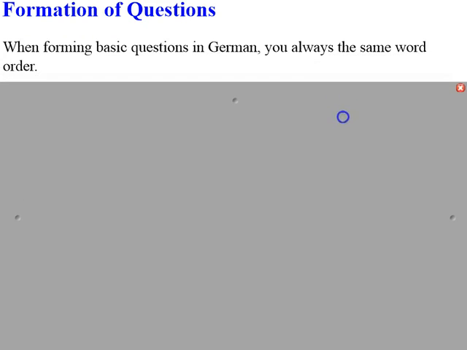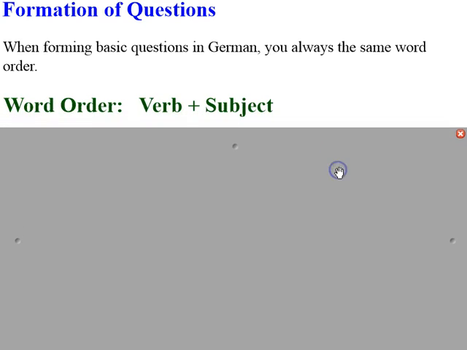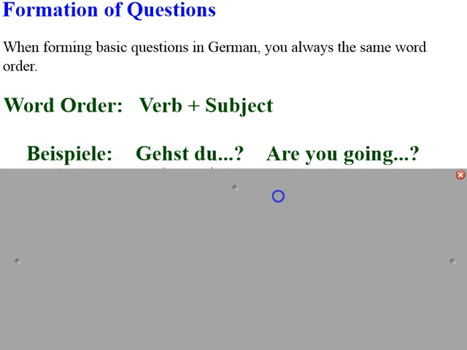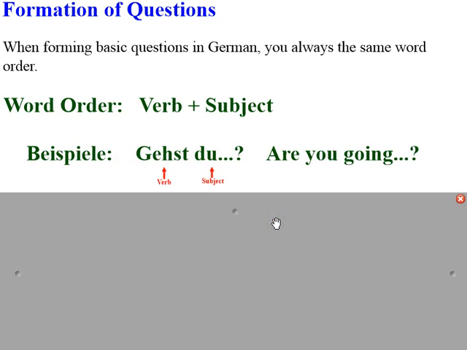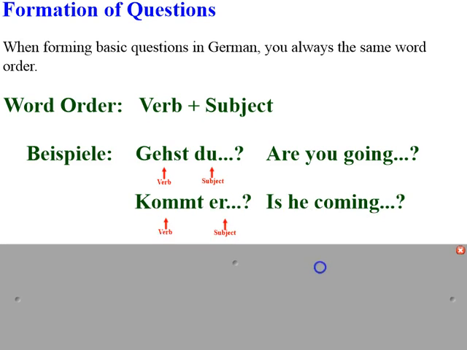If we look at the formation of questions, you're going to see that your word order switches around. And in a basic question, it goes verb plus subject. For example, gehst du? Are you going? Gehst is my verb, du is my subject. Kommt er? Is he coming? Kommt is my verb, er is my subject.